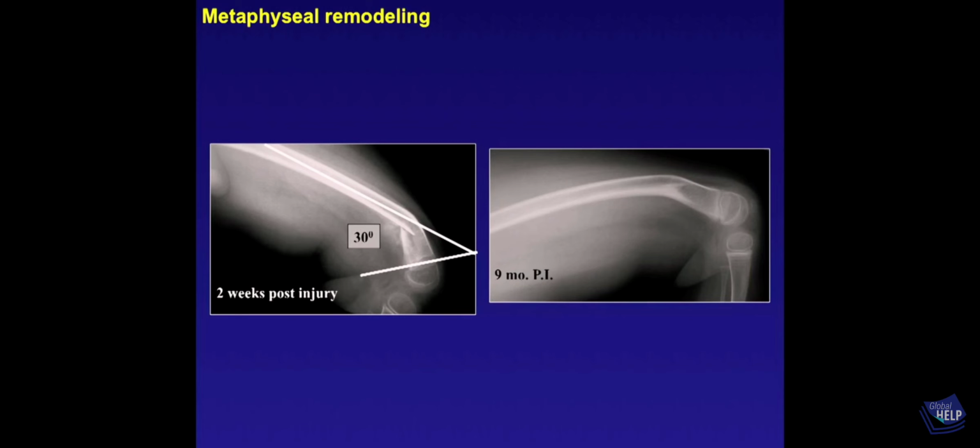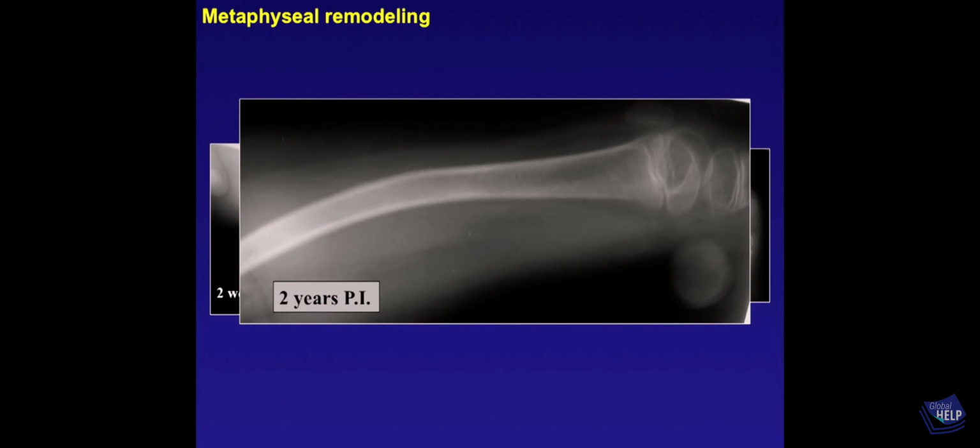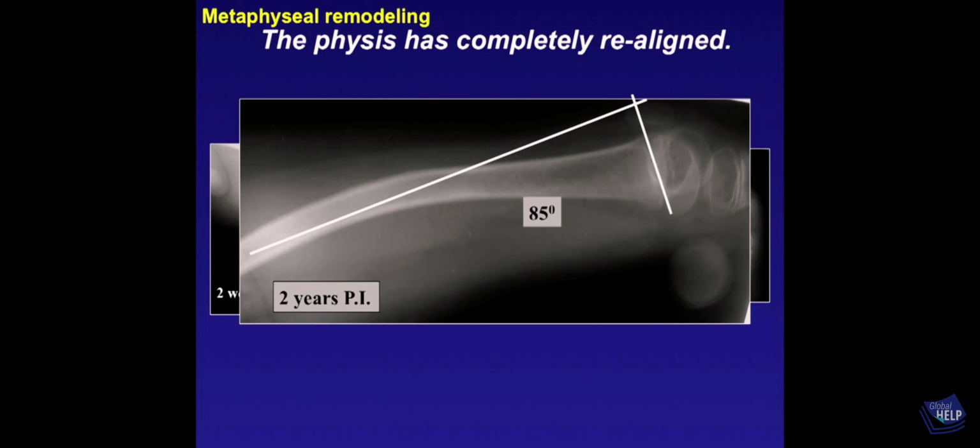Well, here he is at 2 weeks. Here we are at 9 months. As we can see, is it getting better? Yeah. And so here the patient comes back 2 years, and what do you see? It's back to normal. Yeah, it's realigned itself. But the physis is completely realigned.